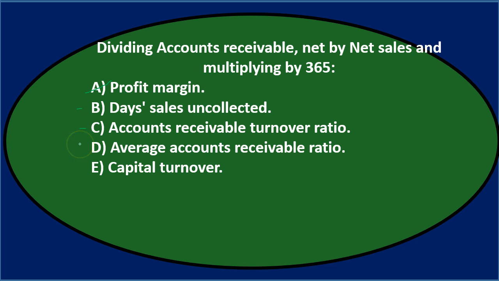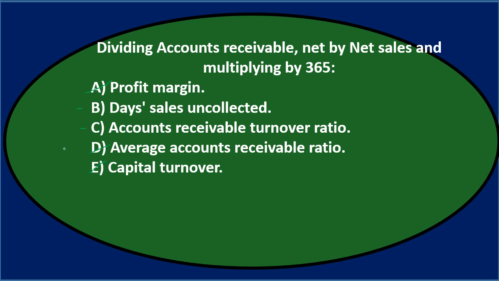D says average accounts receivable ratio. That's not really a ratio. We do take the average accounts receivable for some of our ratio analysis, but the average receivable itself is not typically one of our end analysis goals. And then E says capital turnover, and that doesn't seem to have anything specifically to do with receivables. So let's keep it with B and C.